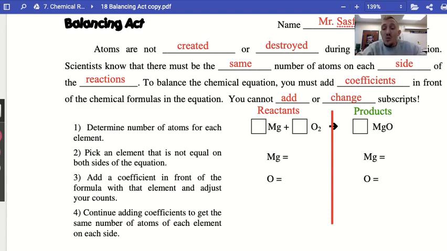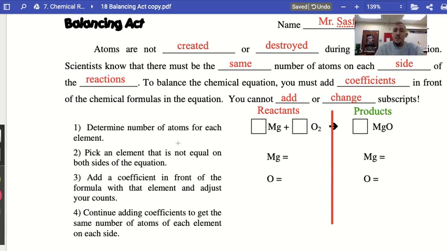But what you cannot do is add or change subscripts. Subscripts are these little numbers down here. Even if we don't have a subscript, I can't add one. So I can't say Mg2. If it's Mg by itself, it's going to stay Mg. If there isn't a number, you just assume that it's 1. The coefficients are the numbers we add in front.